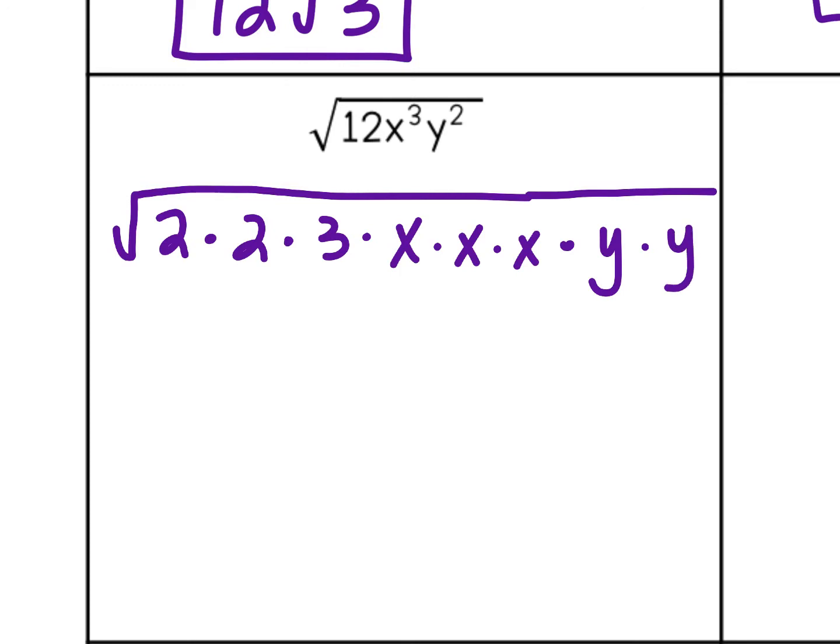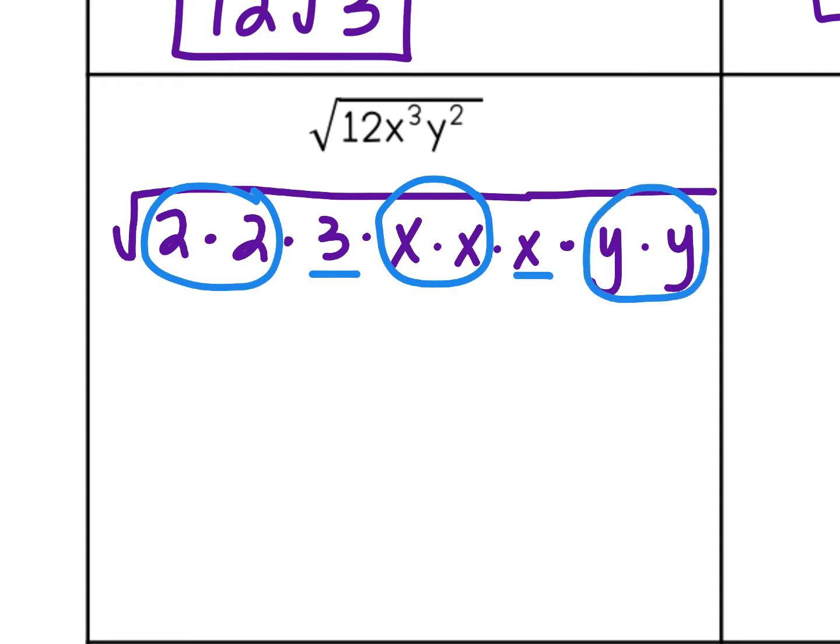Now we're going to go and circle the pairs. So I have a pair of 2's. That 3 is by itself. I have a pair of x's. That x is by itself. And then I have a pair of y's. Anything that got circled can go to the outside. So 2xy. Anything that wasn't circled stays on the inside. So 3x.